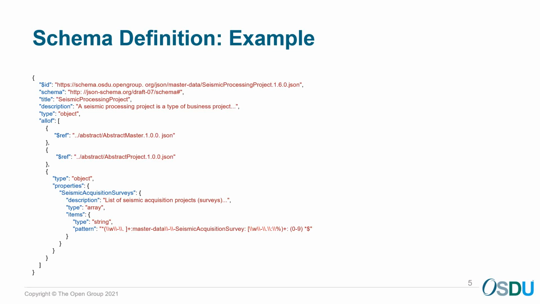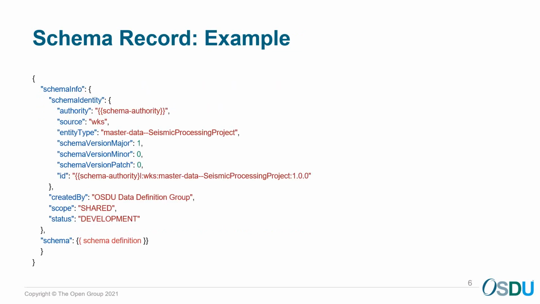During schema creation, Schema Service resolves all the reference schema fragments and creates a completely resolved schema. This is an example of a schema record. Here, you can see the previously mentioned properties forming the schema identity like authority, source, entity type, and semantic version. There is also the scope and the state of the schema, and a special property named schema, which is the schema definition itself. When creating a schema, the service resolves all the reference schema fragments and creates a completely resolved schema.